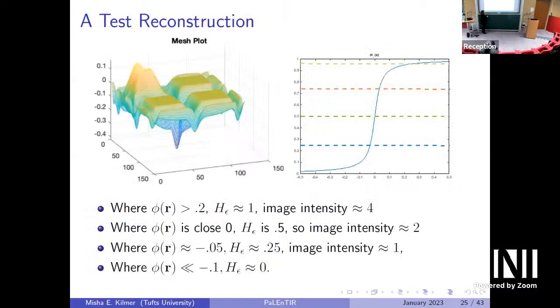But if I'm, say, close to 0, so here's 0, trace it up, then if phi of r is close to 0, the Heaviside approximation in this transition region is 0.5. 0.5 times 4 is going to give me 2, so that's how I get the intensity 2 image. Down here, just to the left of 0, trace it up. If it's close to minus 0.05, the H epsilon is 0.25, so 0.25 times 4 gives me the image intensity 1, and one of those was at 1. And then if it's down here in value, I get something close to 0.